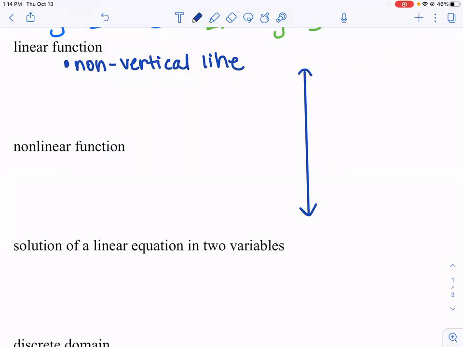I know, I'm drawing a vertical line. What's true about this line? It's vertical. Does it pass the vertical line test? No, so it's not a function. Okay, so any line that is not vertical is a linear function. Okay.